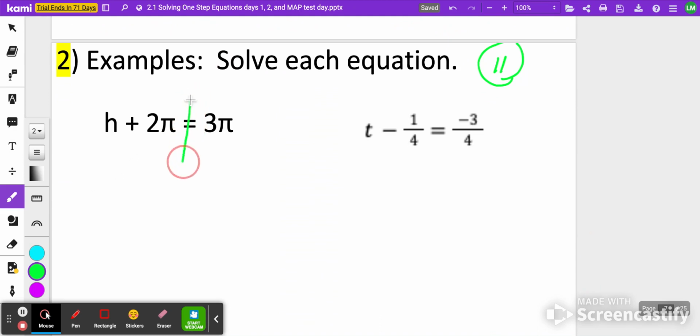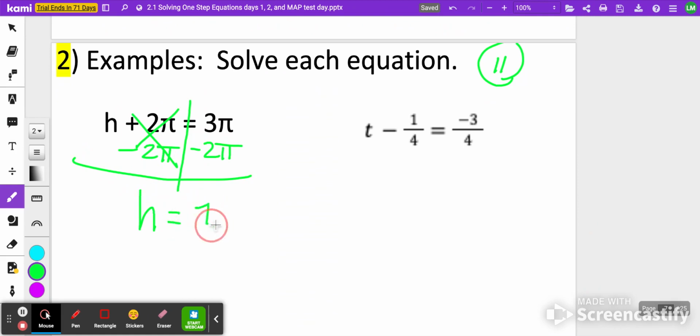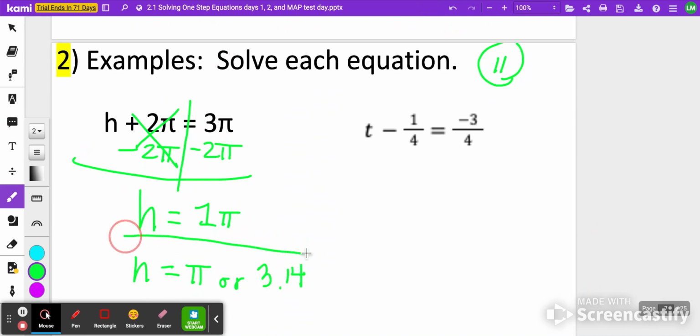All right, the first thing I'm going to do here is get h all by itself. One way I can do that is subtract 2 pi from both sides. A positive 2 pi and a minus 2 pi is a 0 pi, so all that's left is h. Then 3 pi minus 2 pi is 1 pi, but the best way to write that is h is equal to pi, or some of you might have changed it to 3.14. Again, we can plug that in and it'll still be correct.